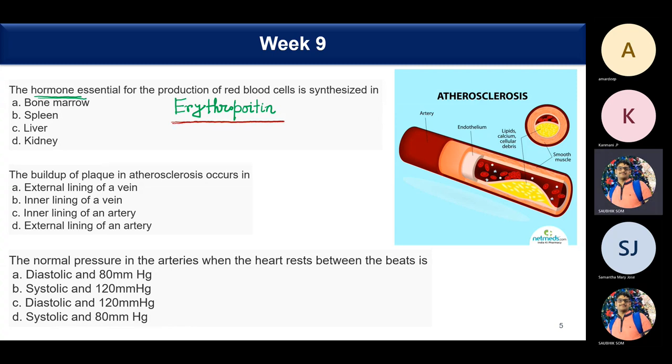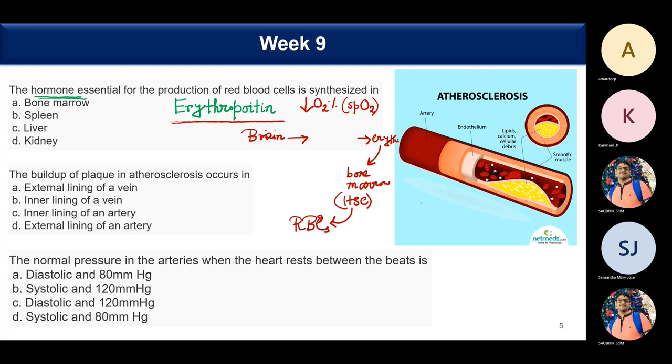Which organ synthesizes erythropoietin? Remember that whenever there is less oxygen saturation, O2 percentage or the SpO2, the brain signals that particular organ to synthesize more erythropoietin, which goes to the bone marrow, which has those hematopoietic stem cells, HSCs, and from where the RBC is formed ultimately by different developmental stages. Which is this organ? Is it bone marrow? No, bone marrow doesn't secrete it. Is it liver? I don't think so. It's kidney, correct?